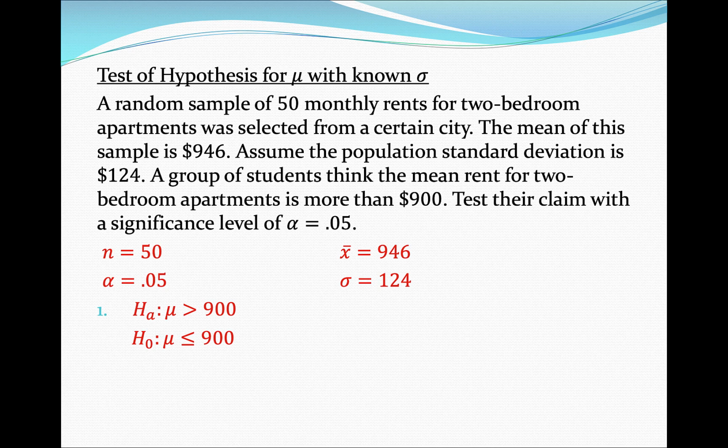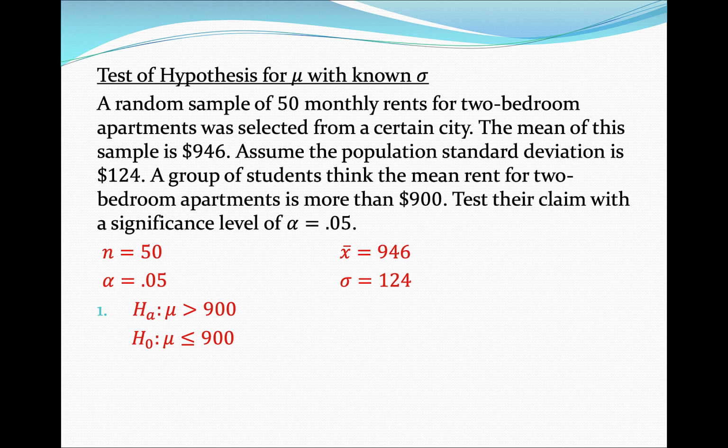So the way we write that, this is step 1, is we write HA. That's our alternative hypothesis. That's what you want to prove. Then we use a colon to separate out what we're trying to actually test. We start with the parameter. The parameter here is mu. That's the population mean, and we want to show that population mean is greater than 900. So that's the way we write it. We write HA colon mu greater than 900.